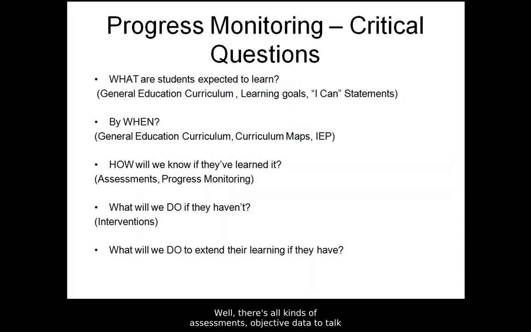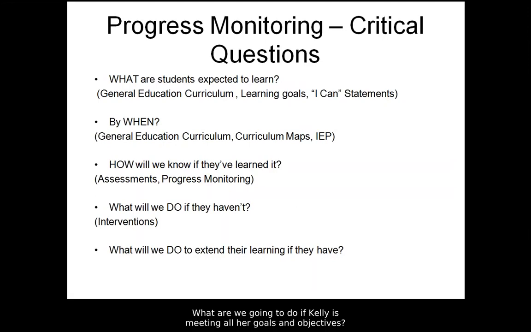So how do you know? Well, there are all kinds of assessments, objective data to talk about how the student is moving forward, and the whole progress monitoring part. How are we really making sure what we're doing is helping the student learn? What will we do if a student hasn't made progress? What interventions will we put in place? Are there other things we can do? Do we need to change the instructional method? Do we need other accommodations and modifications? Have we talked about assistive technology?